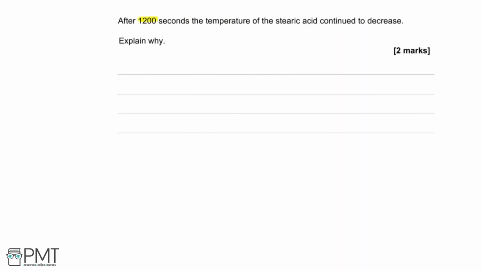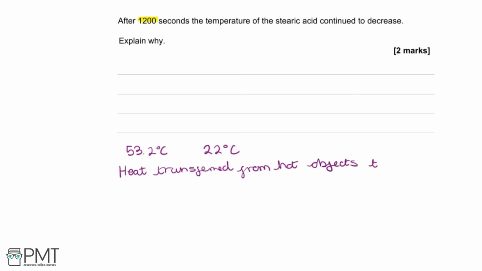After 1200 seconds, the temperature of the stearic acid continues to decrease. Explain why. So, if we use the graph, we see that at 1200 seconds, the temperature of the stearic acid is 53.2 degrees C. This is much hotter than room temperature, which is normally about 22 degrees C. We know that in general, heat is transferred from hot objects to cold objects until they are the same temperature.